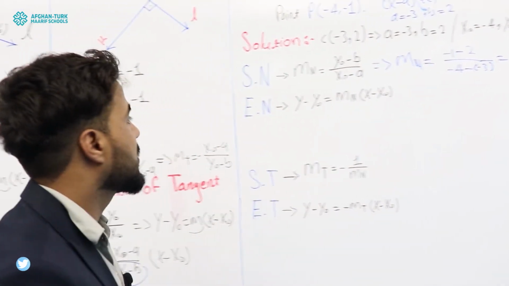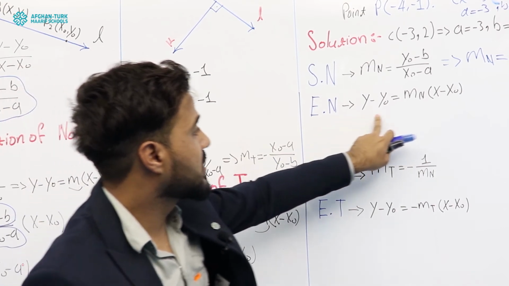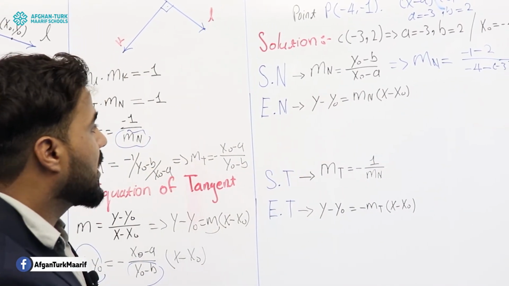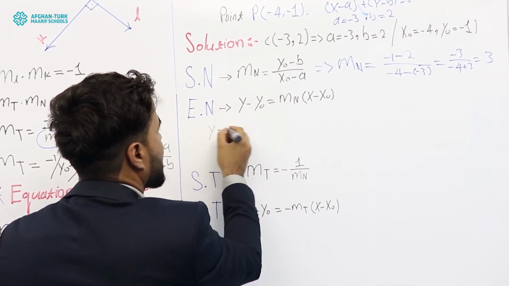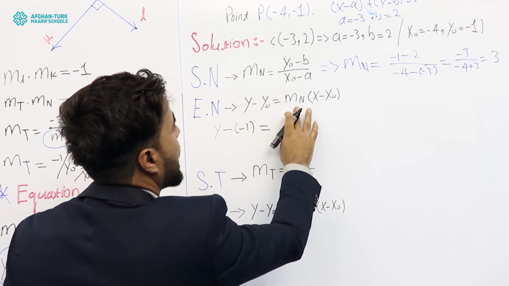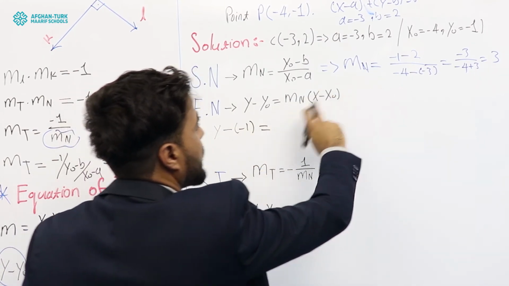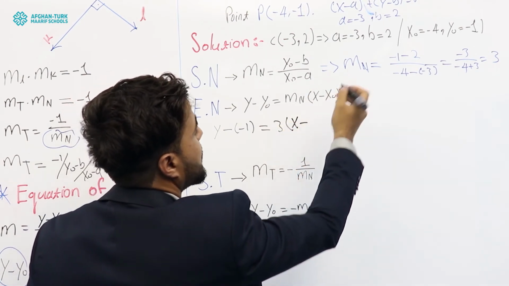So now let's find equation of normal. Equation of normal we can find from this equation. So in here we have y minus y0. So we can write that y minus y0, which is y minus minus 1, is equal to m of normal line. Slope of normal line is equal to 3 times x minus x0. x0 is equal to minus 4.